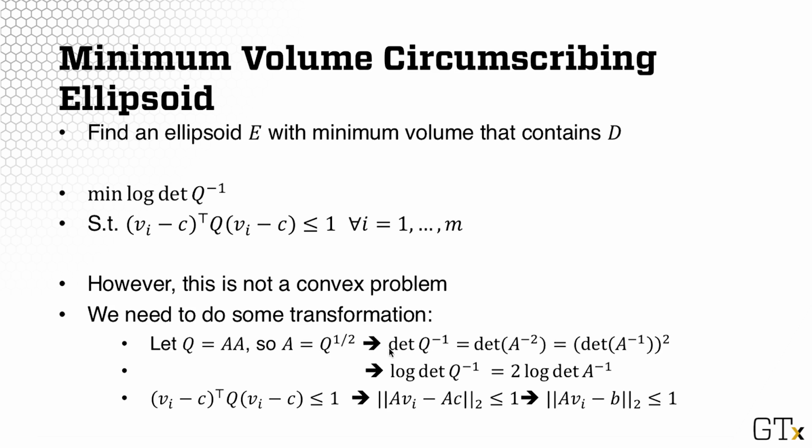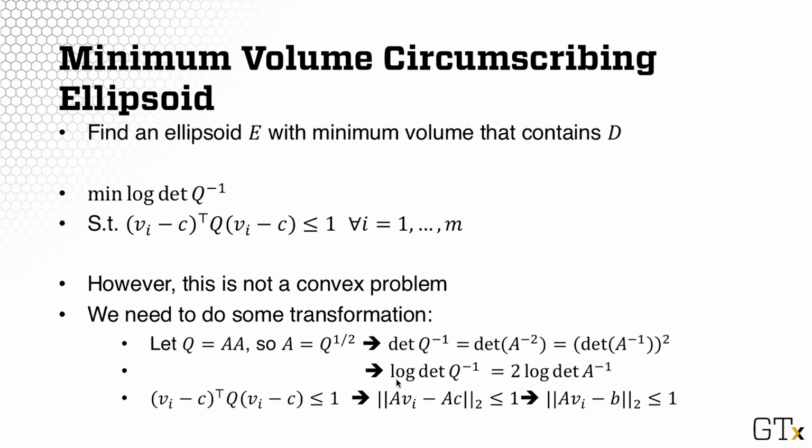So then I can look at what is the determinant of Q inverse in terms of A. So determinant of Q inverse is determinant of A inverse squared, right? Because A is Q to the power 1/2, or Q is A squared. So Q is A squared, Q inverse is A inverse squared. So determinant of Q inverse is determinant of A inverse squared, but determinant of A inverse squared is the same as determinant of A inverse, the whole thing squared. This is a property of determinant.